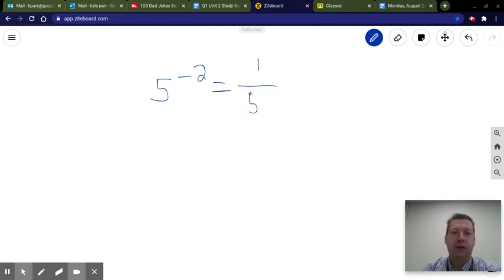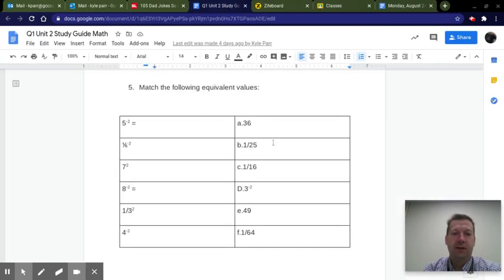When I look for the answer 1 over 5 to the 2nd, it's not an option. And that's because they went ahead and simplified 5 squared, or 5 to the 2nd power, and they got 1 over 25. So we need to look for 1 over 25 as an option, and it is there. And that would be the one that we need to mark. So it would be choice B for number 1 up here.